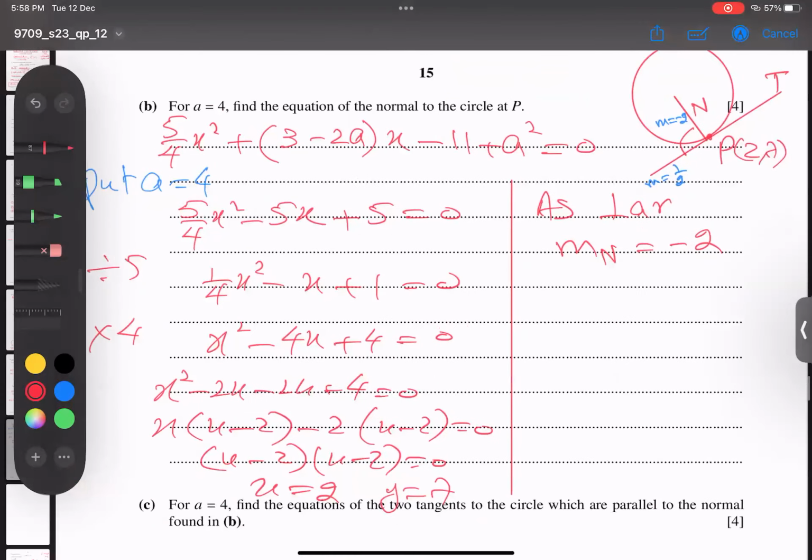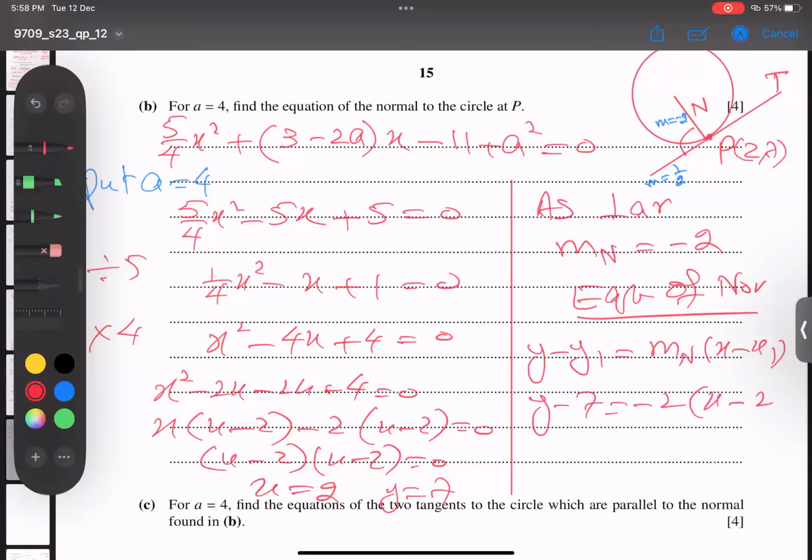And you know, every student, what is the formula for the equation of the normal? Equation of the normal: y minus y1 equals the gradient of the normal times x minus x1. So y1 is 7, the gradient is -2 and x minus 2. So y minus 7 equals -2x plus 4, and y equals -2x plus 11. This is my equation of the normal. So I believe this part is very, very clear.